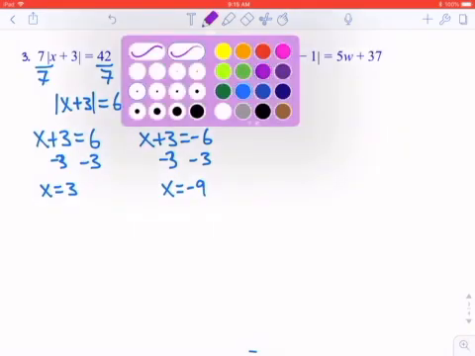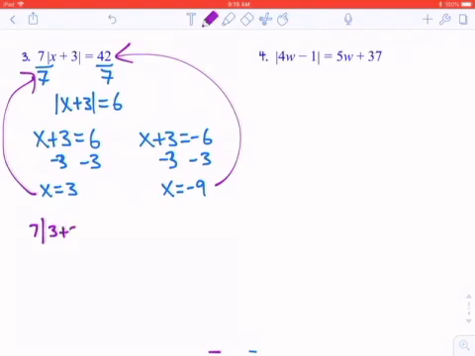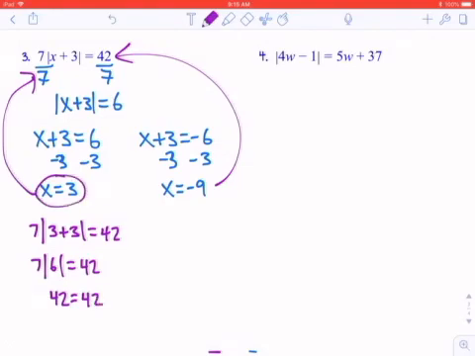But as I mentioned, we got to check our solution. So you always want to plug it back into the original problem. So 7 times the absolute value of 3 plus 3 equals 42. We're checking to see if that is true. So 7 times the absolute value of 6 equals 42 is indeed true, because that is 42 equals 42, and that does check out. So x equals 3.